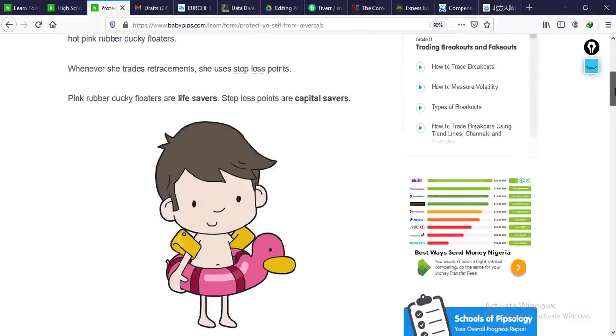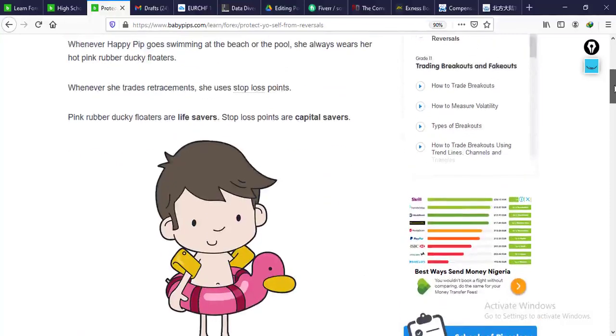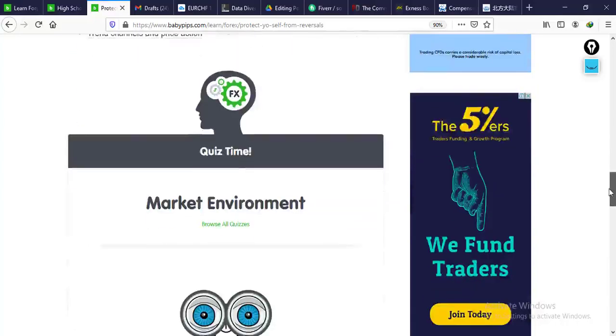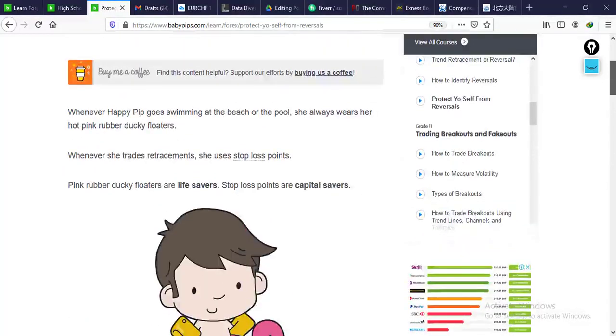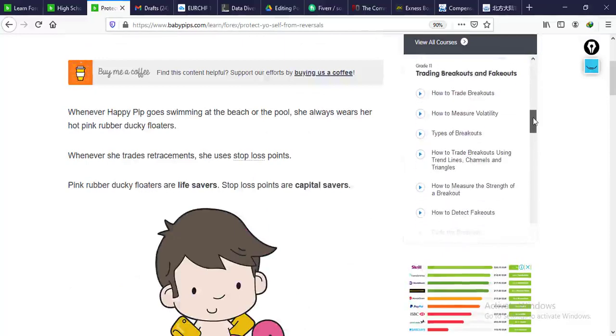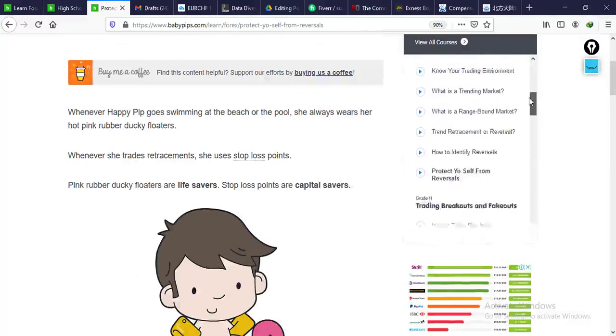Also, try to use stop losses as well. It's very, very important. Always use stop losses. Put stop losses whenever you take a trade. And that's how we come to the end of grade 10. Congratulations. And next, we'll be considering grade 11 before we go to 12.